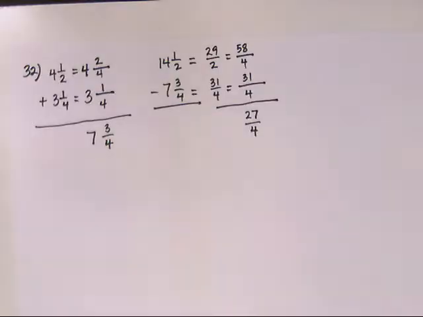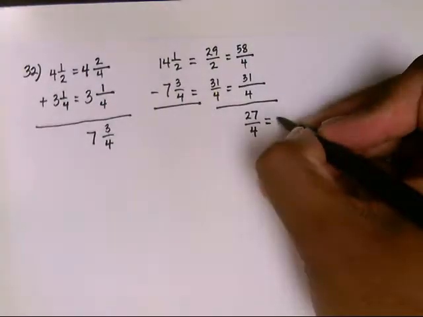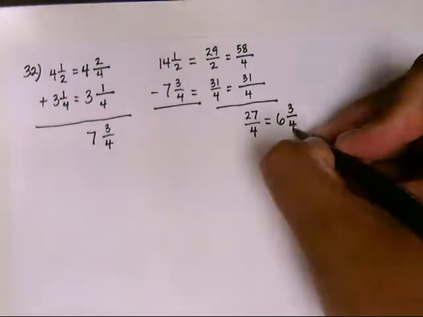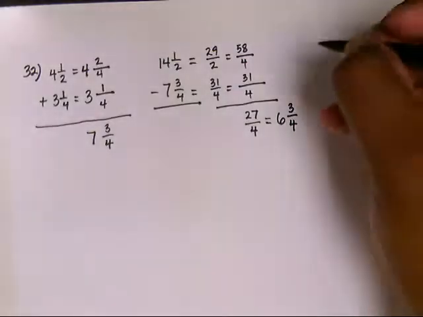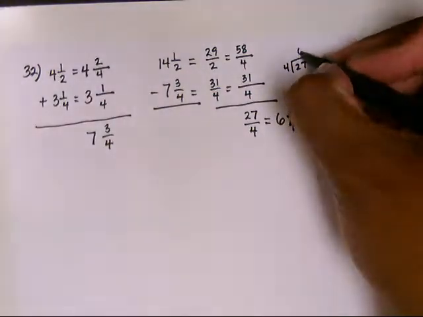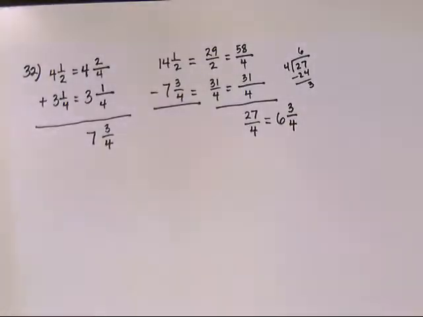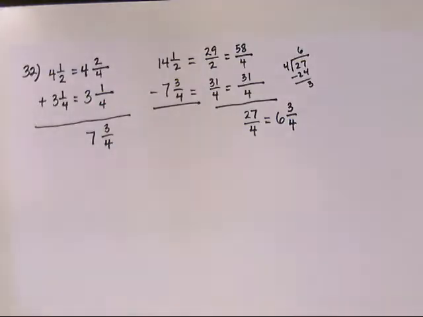And then I can write that as a mixed number. How many times does 4 go into 27? That's going to go, I think, 6 times, with 3 left over. So it'll be 6 3/4 hours. And to prove that, let's go 6 times 4. Subtract 24 from 27, you get 3. So it'll be 6 3/4 hours that Terry worked on the third day.